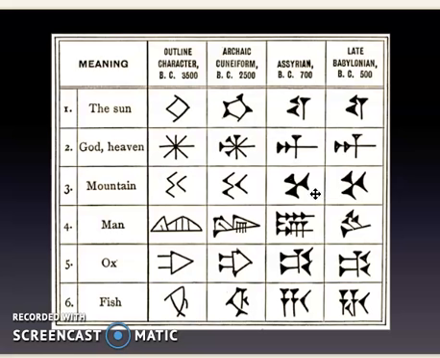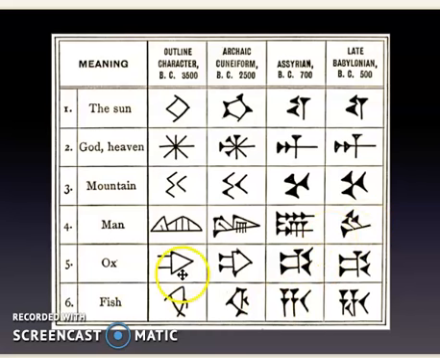Sorry. Man, this would have been a man laying down. This would have been the figure of a man. And he got a little more definition. And then we ended up with these shapes.